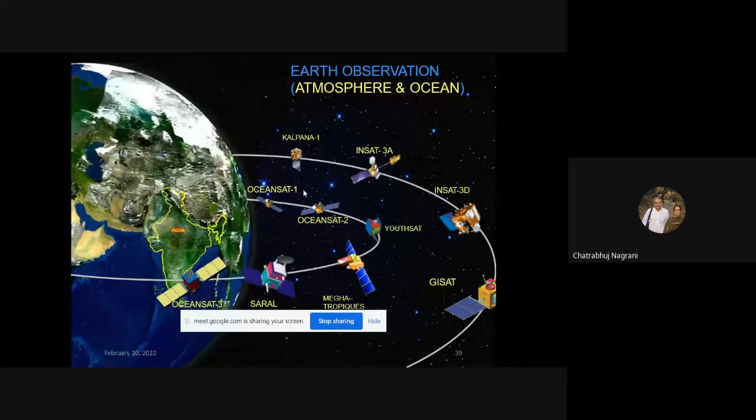So ISRO has launched satellites for different purposes. Otherwise, you will think why we are launching. Because each satellite which we are launching will serve a particular purpose. Then you will think why we don't launch one satellite. Well, if all purposes were served by a single satellite, then we will start doing compromises. We will cut corners.